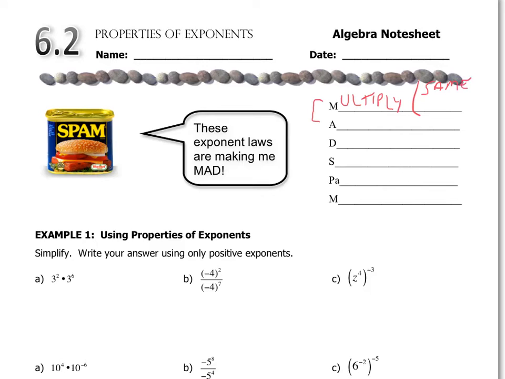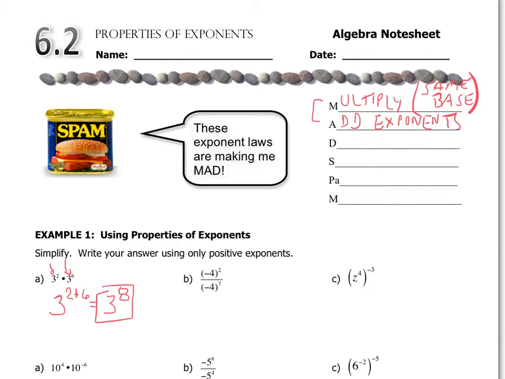Now, it's important that we learn that the same base has to be there. But if I am multiplying two powers of the same base, all I have to do is add the exponents, and I keep the base, and then I can just go from there. So I'm going to jump down into example 1 where you see letter A. You'll notice that we have a base of 3's, which means I'm going to multiply, keep the 3 base, and add the exponents. That's going to give me 3 to the 8th power using MAD SPAM.